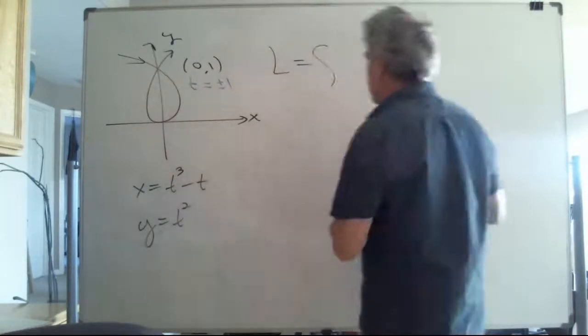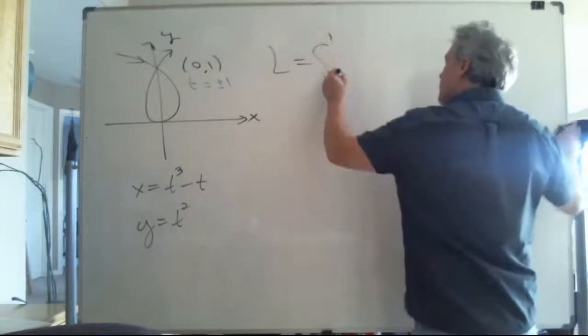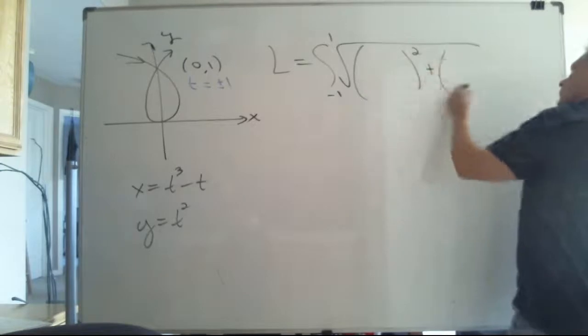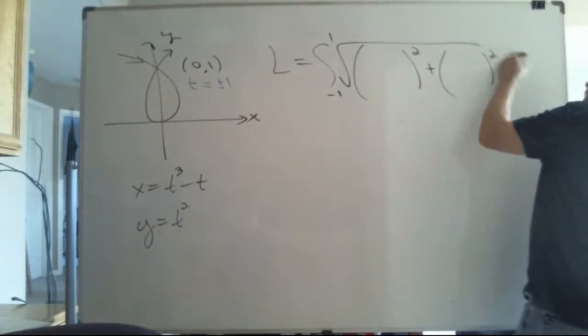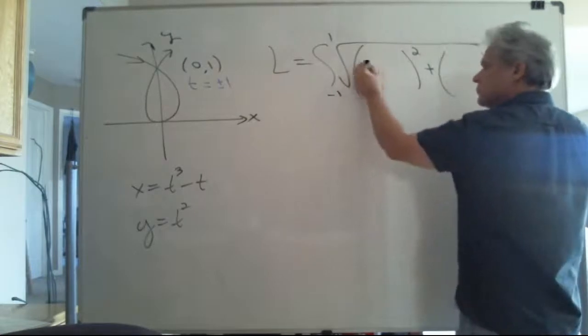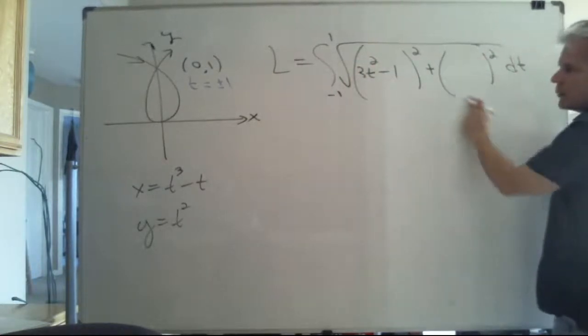So obviously, as t ranges from -1 to 1, here's my standing ground position. That's dx/dt. That's dy/dt.